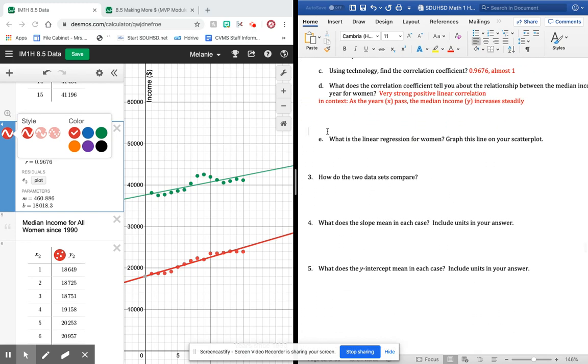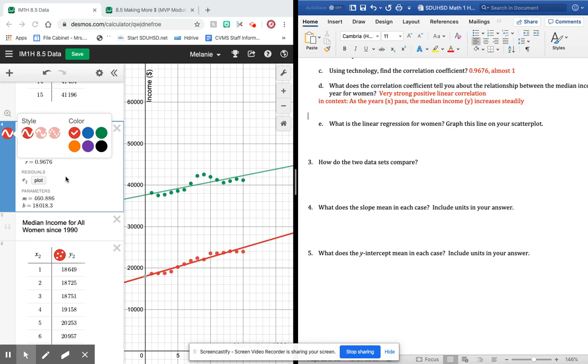So what is the linear regression for women? Well, I can get that from Desmos over here. Go back over here, get my color situation. Okay, I have the slope and the y-intercept, so I can go ahead and write my equation down here. So y equals m, which is 460.886x plus 18,018.3.